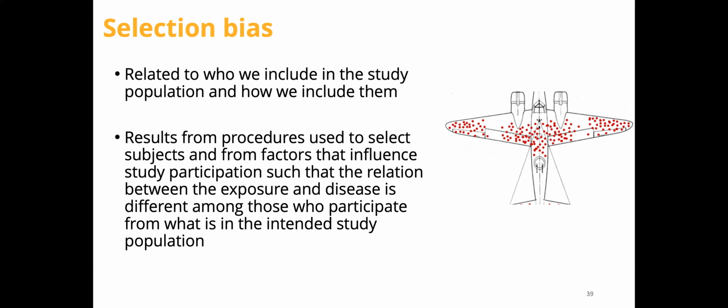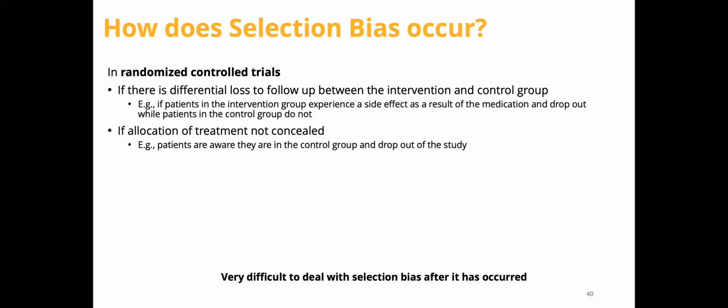I know this definition is a little bit confusing, but I think it'll make more sense in the next slide when we talk about how selection bias occurs in randomized controlled trials. The most important way that selection bias occurs in randomized controlled trials is due to lost follow-up. You start off with a group of study patients in your trial, and then over time, patients might differentially drop out of the intervention and the control group. And this can be especially problematic when there's differential loss to follow-up between the intervention and control group.